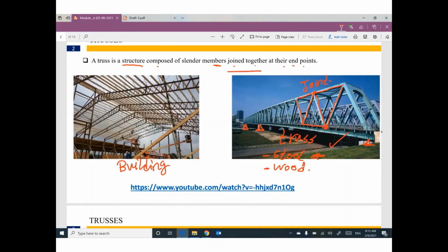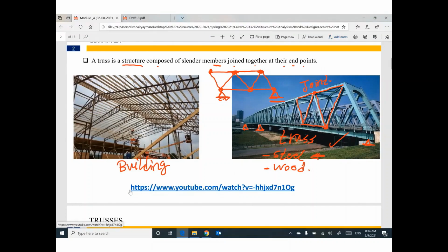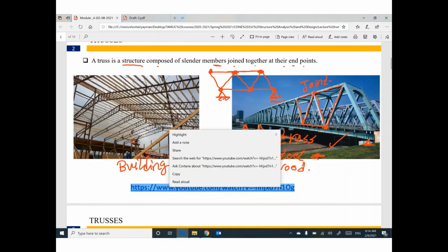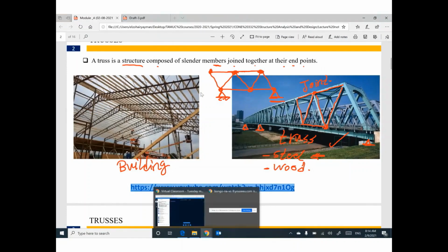We have many members connected together at their ends. These members supported by supports, hinge or roller. This structure can be called truss. If you would like to watch a video showing up the meaning of truss, we can watch this video.